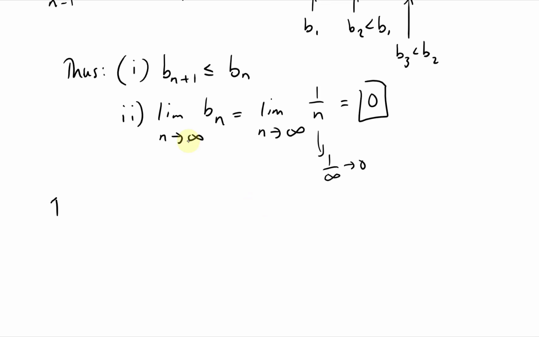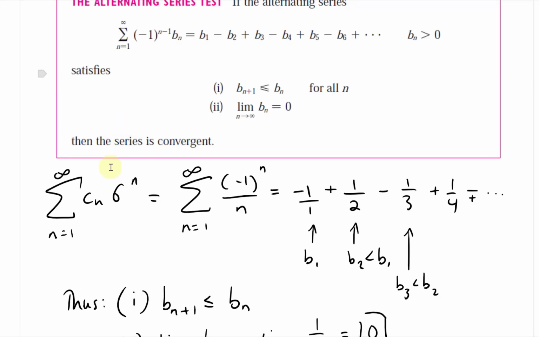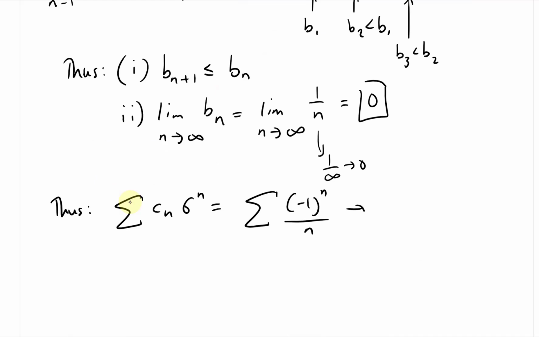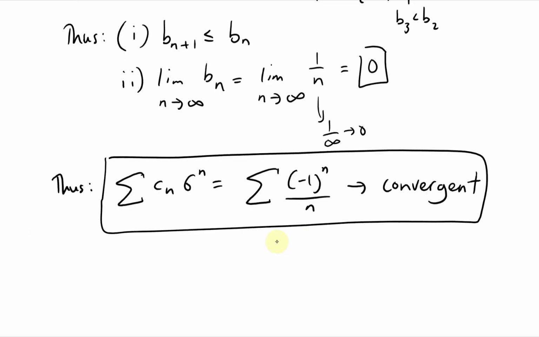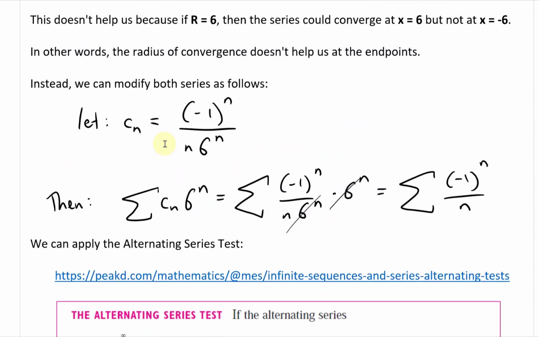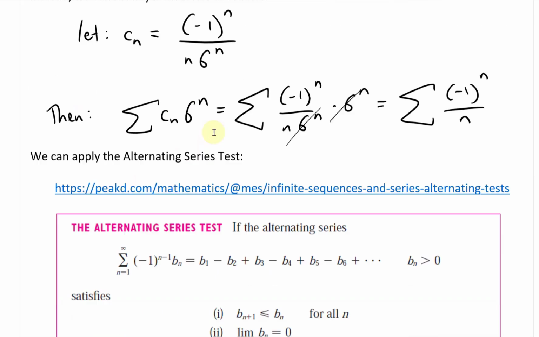Or actually, let me just write instead: thus the summation of cn 6 to the n equals the summation of negative 1 to the power of n over n. This converges. This part right here is convergent by the alternating series test. And let's just box this in. So that is convergent. Just to confirm, this is the solution manual; they do something like this. So you have this one here, and that converges.